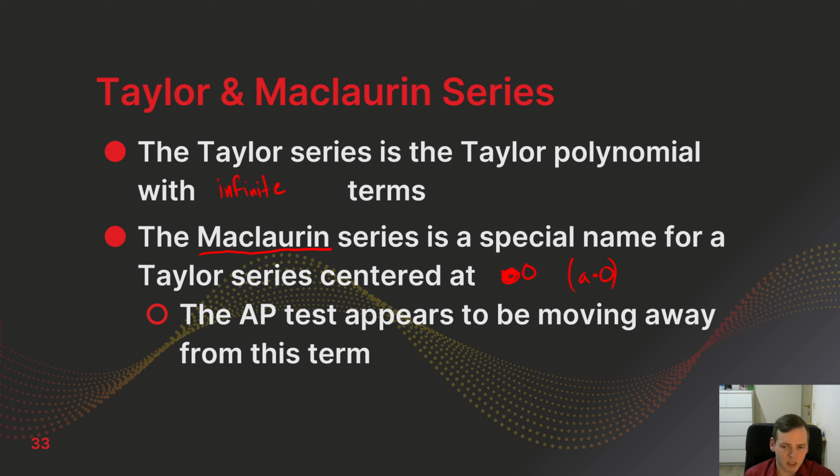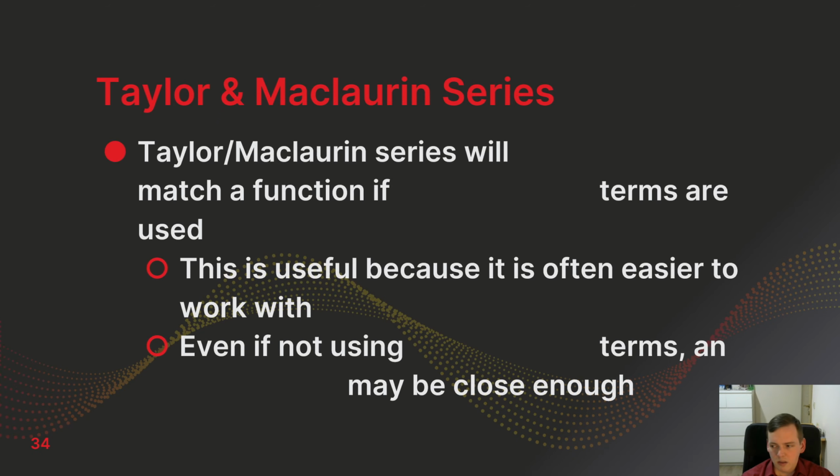But it is useful to be exposed to this because you might see it in other classes or in other material. It's exactly the same equation, exactly the same stuff, just instead of having a be an arbitrary number, it's specifically for a equals 0. The Taylor and Maclaurin series will exactly match a function if that infinite number of terms is used. I talked about this in the last video. This is a perfect match for the function.